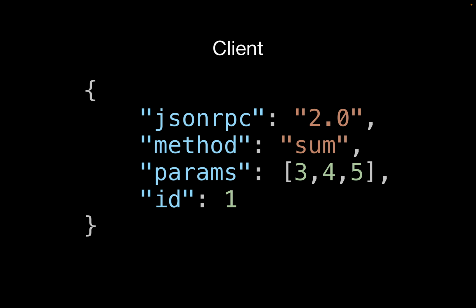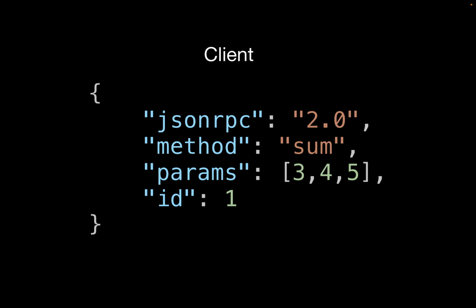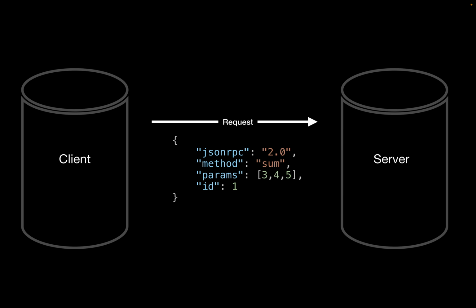Here we see that the JSON-RPC version number is 2.0. The method we want to invoke on the server is sum. We're giving it the params of 3, 4, and 5, and we're sending a unique message identifier, in this case 1. This is sent from the client to the server.